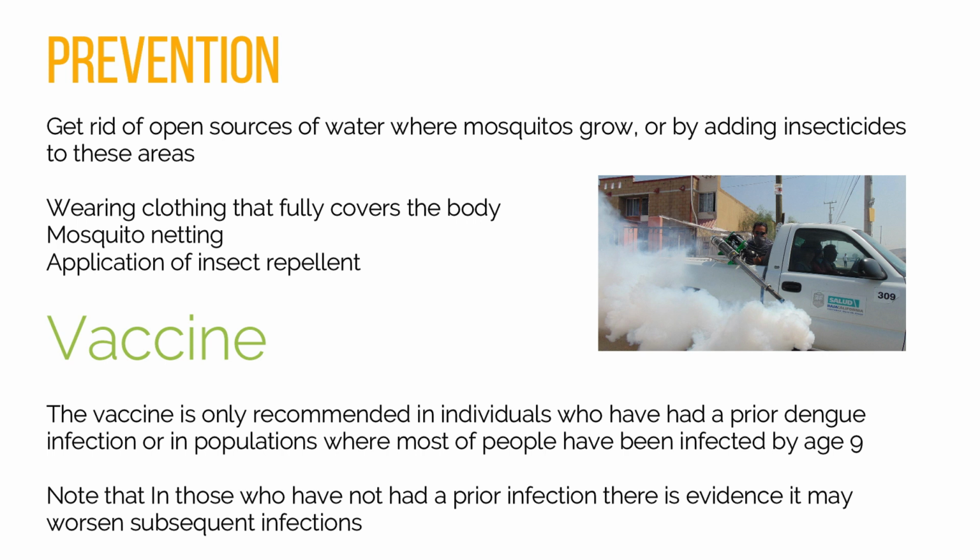Next comes the vaccine. The vaccine is only recommended in individuals who have had prior dengue infection or in populations where most of people have been infected by age 9. Note that in those who have not had a prior infection, there is an evidence that it may worsen subsequent infections.